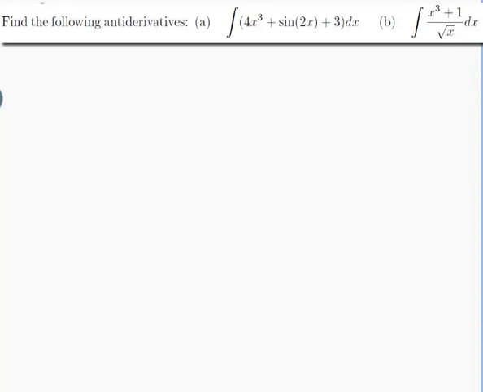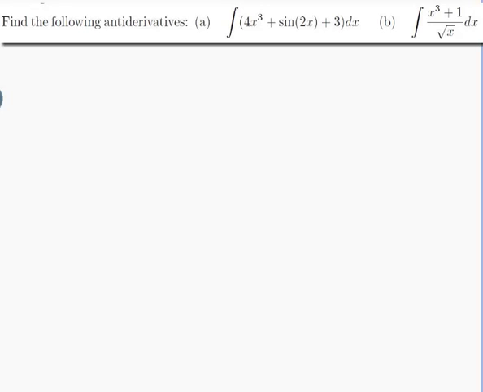The question is, find the following antiderivatives, and there's two. So antiderivative basically means integral, and because there's no limits on that integral, that's an indefinite integral, which means that any constant added on to whatever my answer is another answer. So I should just make sure I put a plus c on the end when I've finished.